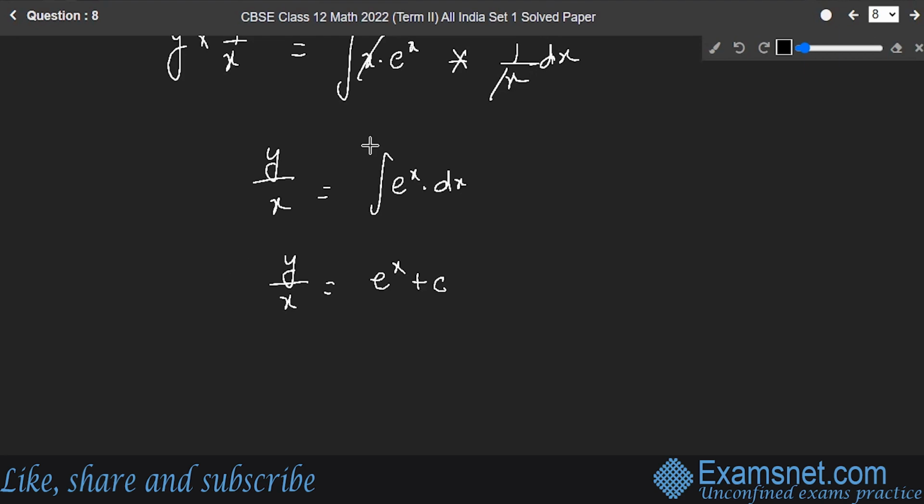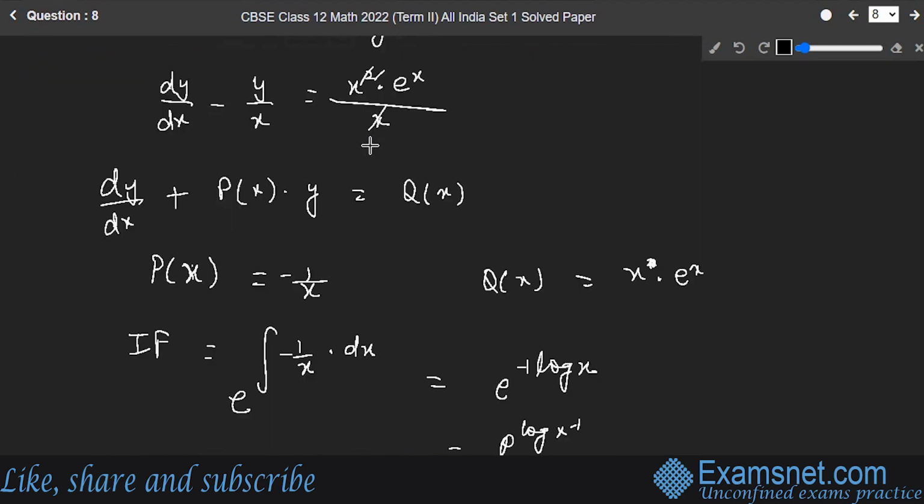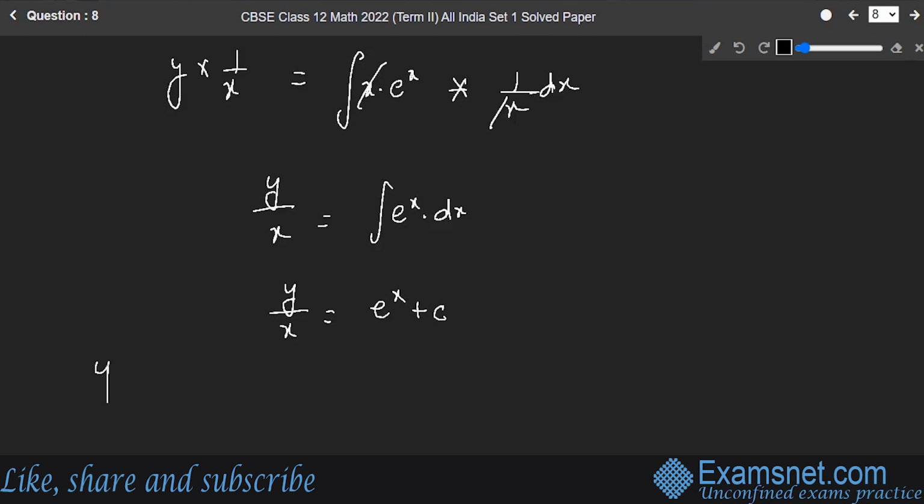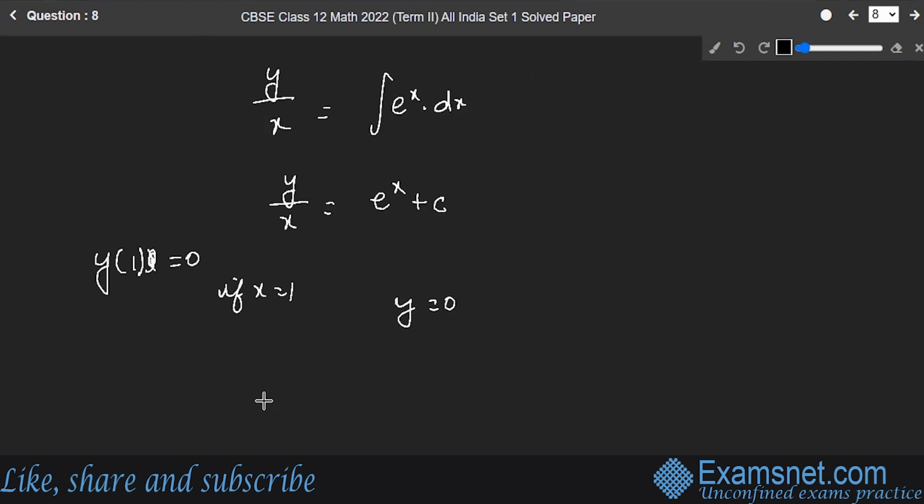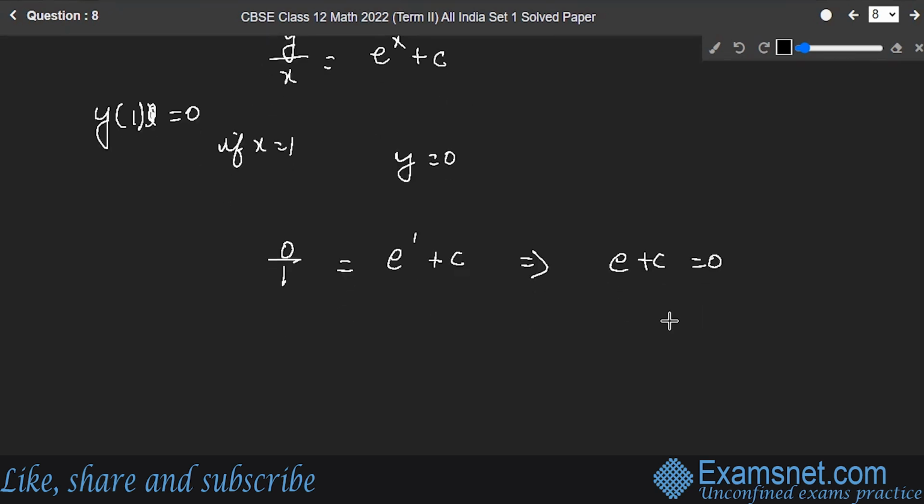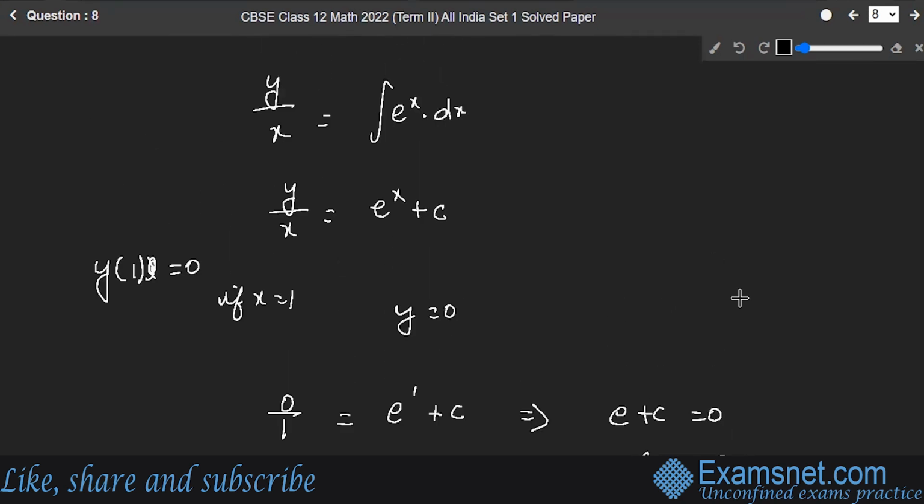Now you're given that y of 1 is equal to 0. So that means if x is equal to 1, y is equal to 0. So let's put that. If I'm putting x is equal to 1, 0 upon 1 is equal to e raised to power 1 plus c, which gives you e plus c is equal to 0, or c is equal to minus e.